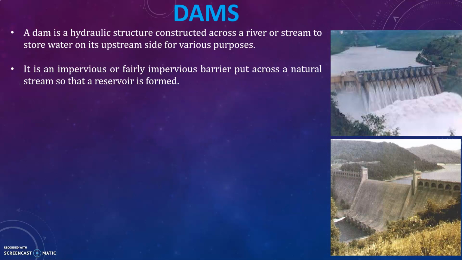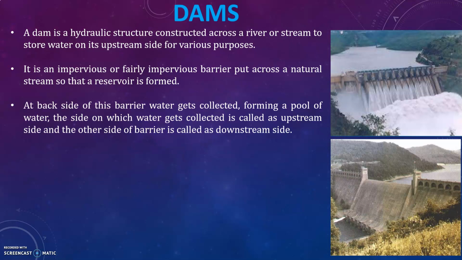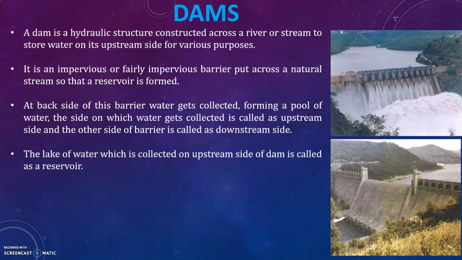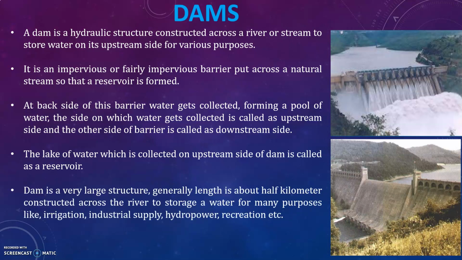Due to the construction of the dam, the water level in the river at its upstream side is very much increased, and a large area may be submerged depending upon the water spread of the reservoir so formed. At the back side of this barrier, water gets collected, forming a pool of water. The side on which water gets collected is called the upstream side, and the other side of the barrier is called the downstream side. The lake of water which is collected on the upstream side of the dam is called a reservoir.